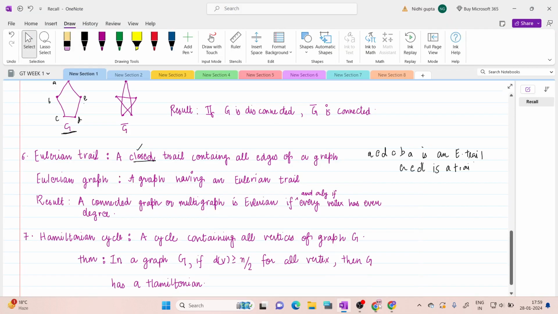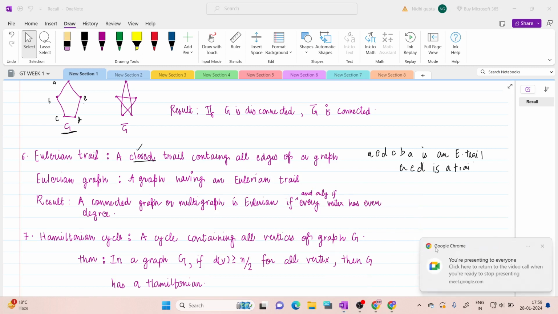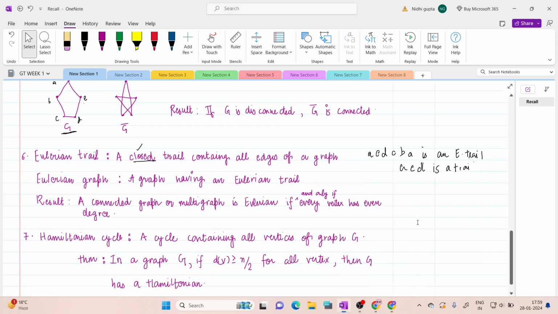So an Eulerian trail is closed. By closed we mean that the first vertex and the last vertex should be the same. Then it is a circuit, right? So it is an Eulerian circuit. It depends on the terminology, but in a circuit you might have the condition that no vertex is repeated, but in an Eulerian trail we don't demand any such thing.